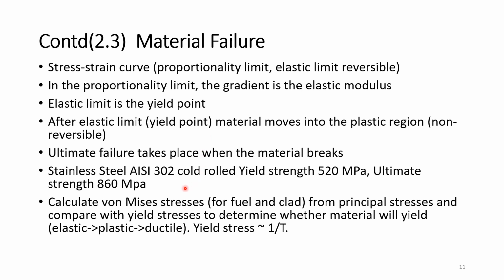Now you know that for every material there is an ultimate failure where a material breaks, and that's what you have got to avoid. For stainless steel, for example, the yield strength for this particular stainless steel is 520 megapascals, and the ultimate strength is 860 megapascals. So in one of the failure theories, what we do is we calculate the von Mises stresses for the fuel rod and cladding. From the principal stresses, we calculate the von Mises stresses. We compare this with yield stresses to determine whether the material would yield and go from elastic to plastic to ductile. And remember that the yield stress is a function of temperature.